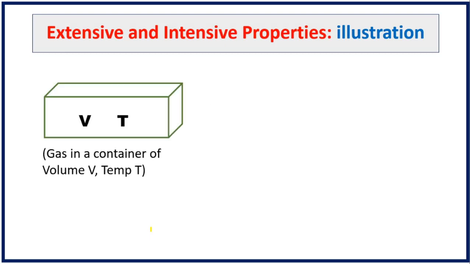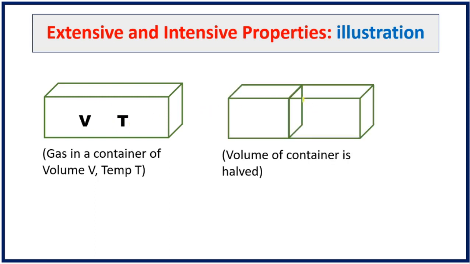Next, these extensive and intensive properties can be explained here with an example. What we will do, we will take a container. In this container, gas is present and the volume of this container is V and the temperature is T. That means the volume of the gas is V and the temperature of the gas is T. Next, what we will do, we will halve the container. That means the volume of the container is halved. That means we are dividing the container into two equal halves.